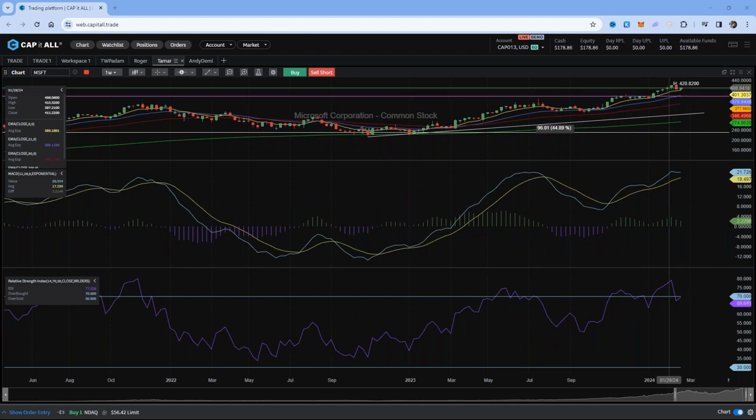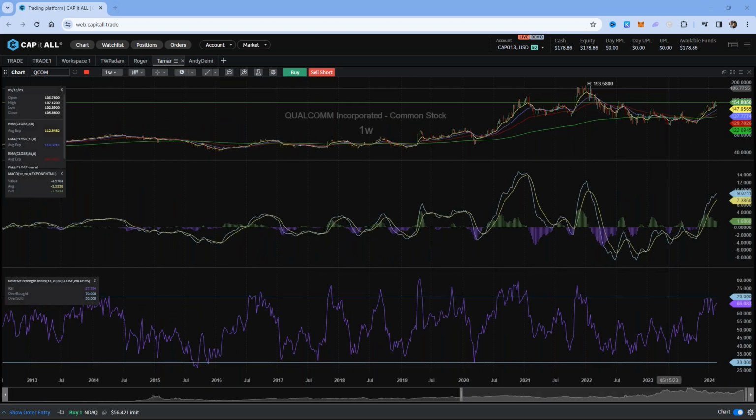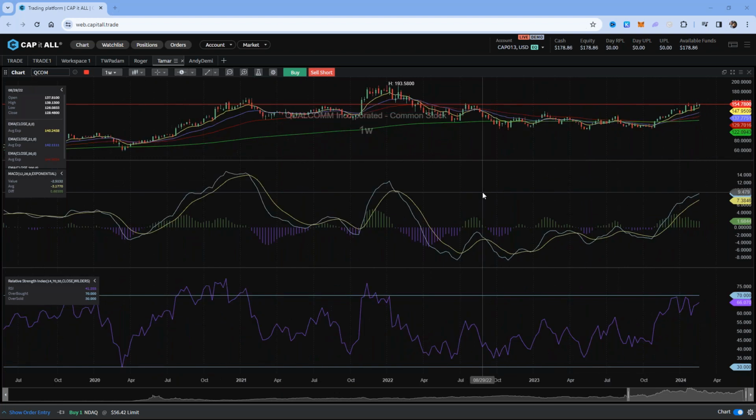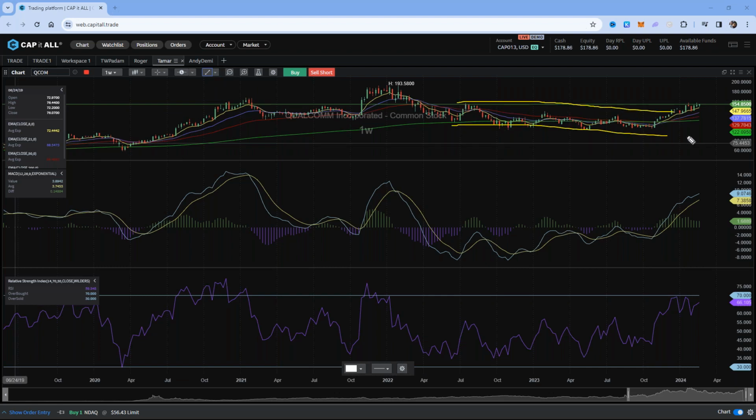And let's see if there's any other interesting ones here. This is Qualcomm, and again, it looks like it's just starting its trend. One of the things you need to understand is, stocks create a base, and the longer the base, the bigger the move is likely to be when it comes out of that base. So here you can see that it's been basing for quite a long time, and even prior to that.